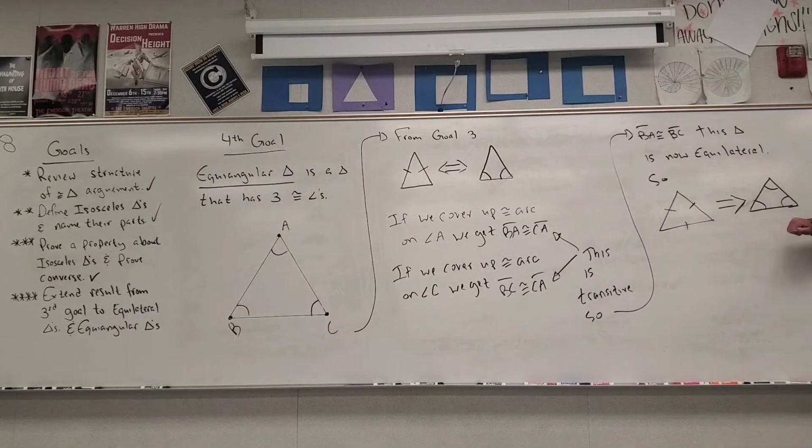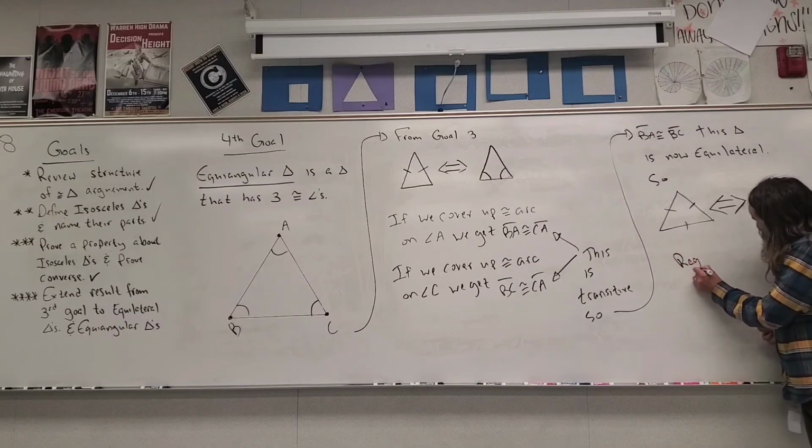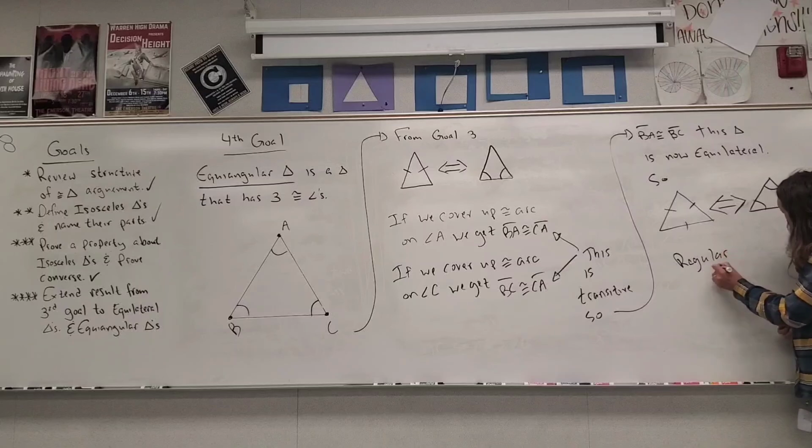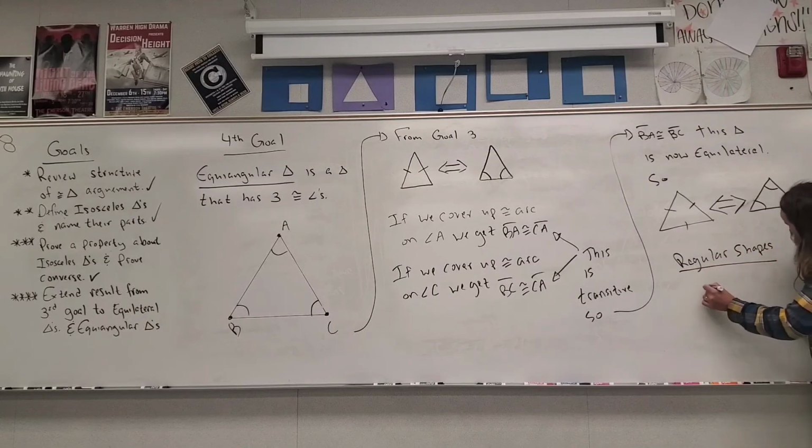Or if I have a triangle that has 3 congruent angles, I now have a triangle that has 3 congruent sides. So equiangular triangles are equilateral triangles, and equilateral triangles are equiangular triangles, which means these triangles are what we call regular. Okay. Regular shapes: all sides are congruent, all angles congruent.